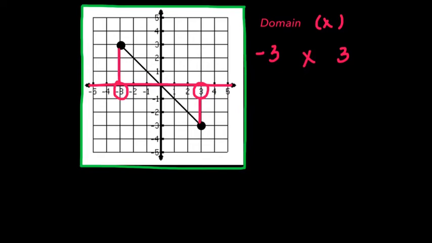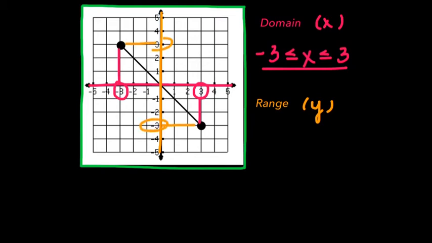And at both ends here we have a closed circle, so that means that both -3 and +3 are included. So x is between -3 and +3 on our domain. For the range, we talk about the y values. So again, that's to look at the y-axis here. And we're looking again from smallest to largest. So the smallest point here is at -3, and the largest point is at +3. So again, our range goes from -3 to +3.